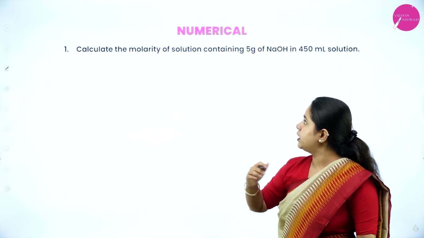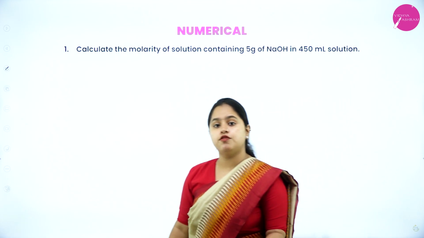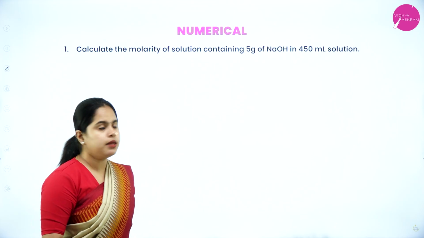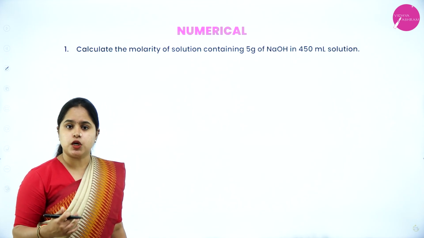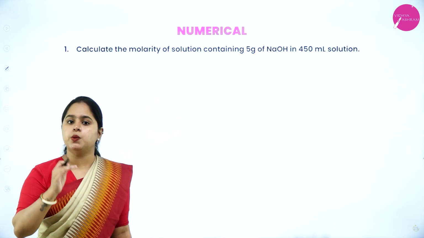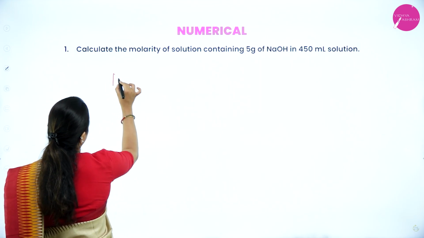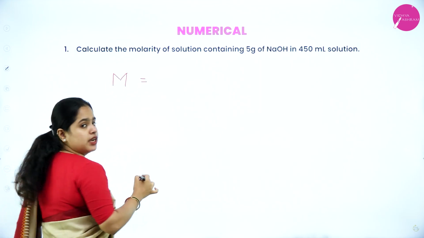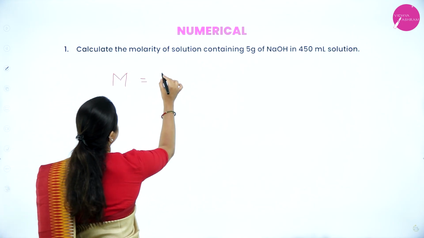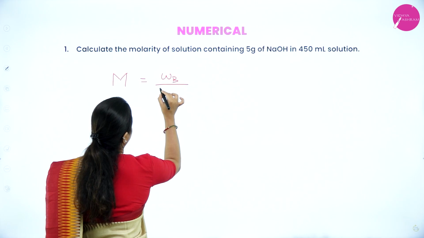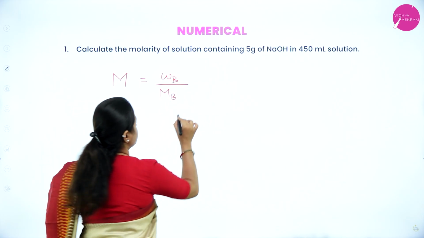Calculate the molarity of a solution containing 5 gram of sodium hydroxide in 450 ml of solution. So you have to calculate the molarity. What's the first step? We know that molarity is equal to the number of moles of solute in 1 liter of solution. So how can you calculate it? We studied this equation, we can use it here. It is WB by MB, that is the number of moles in 1 liter of solution.